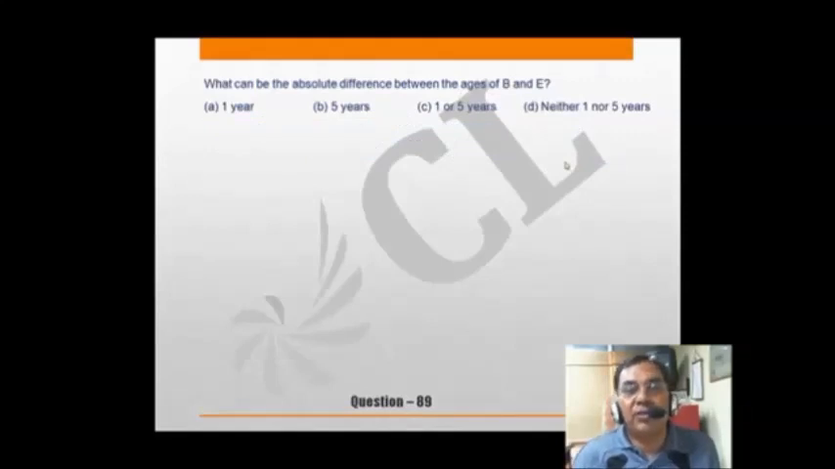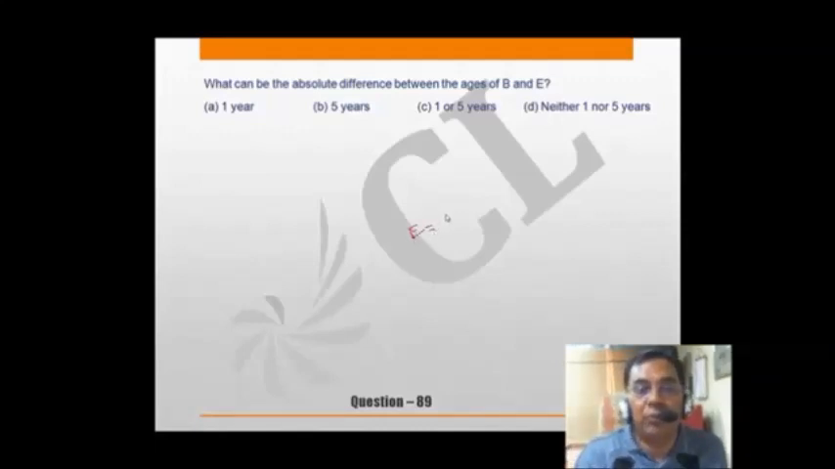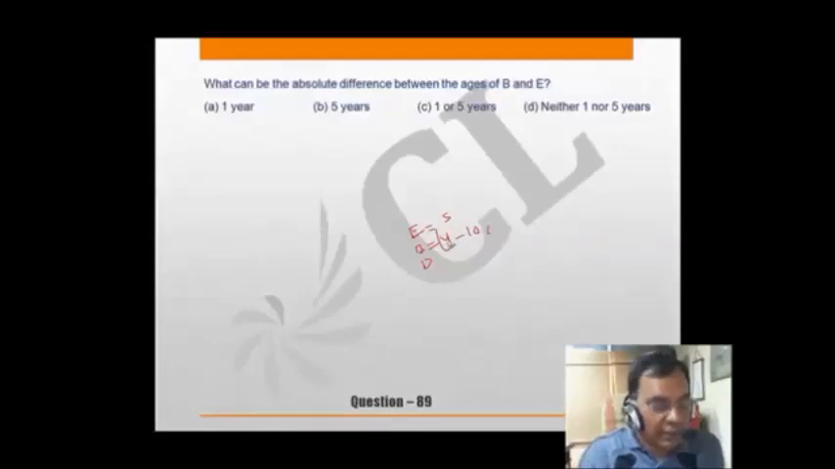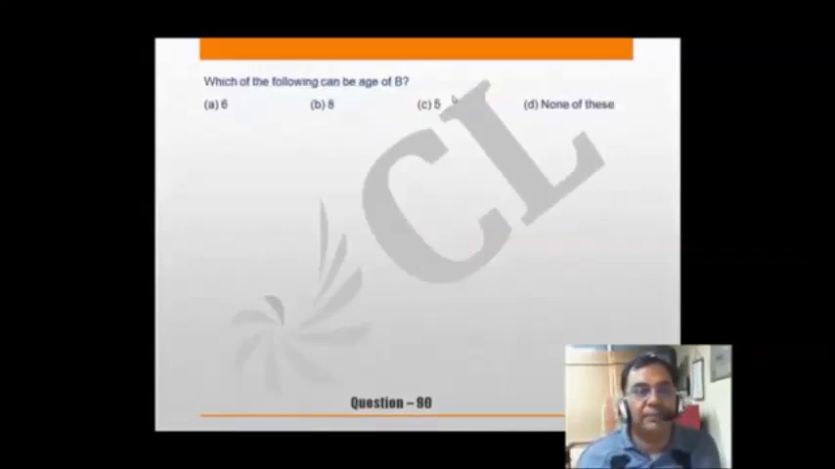What can be the difference between the ages of B and E? So E is equal to 5. B can be 4 or 10. So 1 or 5. Okay. So therefore B and E. So B is 4, D is 10. So 1 or 5 years. So I'll be going for this as the answer.